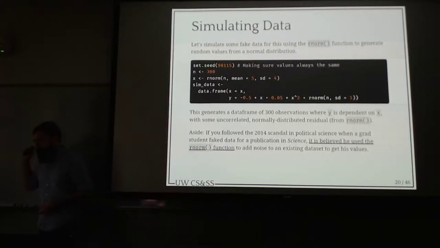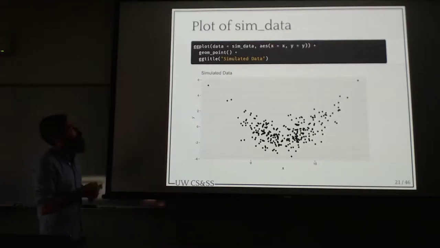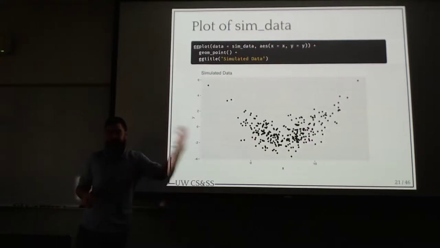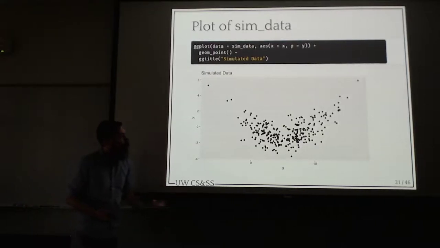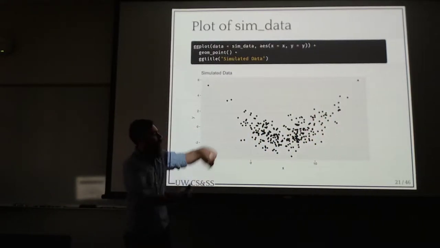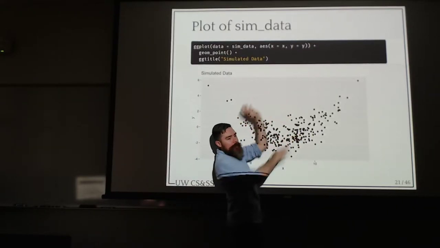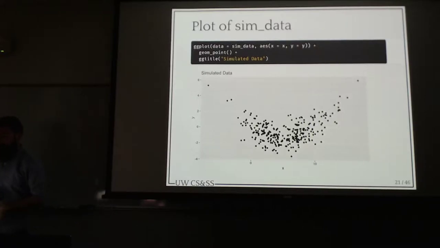Apparently, probably. Okay, so if we plot these data, so I'm just putting our simulated data into ggplot, x is x, y is y. These are what our data look like. If you saw what I was using as the parameters of it, it makes sense that the data look like this. It's kind of an inverse parabola, but it's noisy, because we have a standard deviation 1 noise added to it. Y is not a perfect function of x.